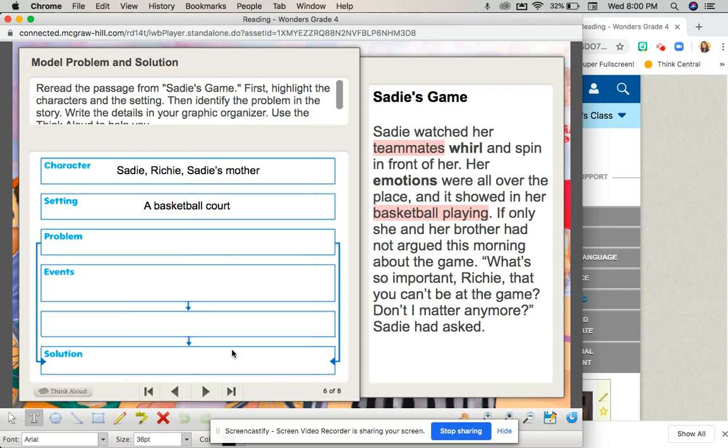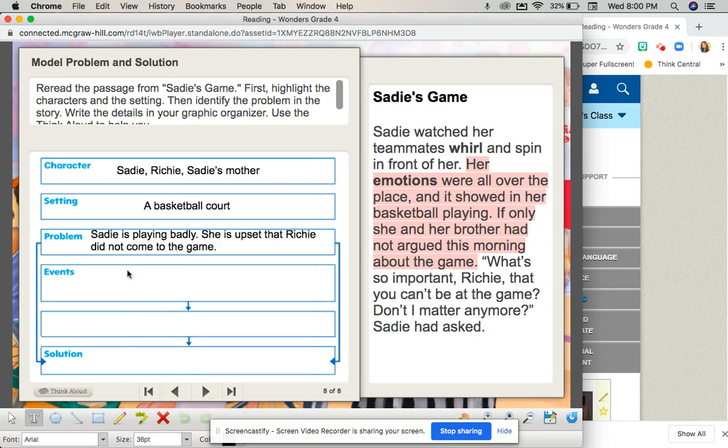So next we need to find the problem in the story. We understand that Sadie was not very happy with Richie. Let's see if we can find details in the passage. So notice how they highlighted, her emotions were all over the place. It showed in her basketball playing. If only she and her brother had not argued this morning about the game. So I know that an emotion Sadie might have is upset because she and her brother argued. It might affect her basketball game.